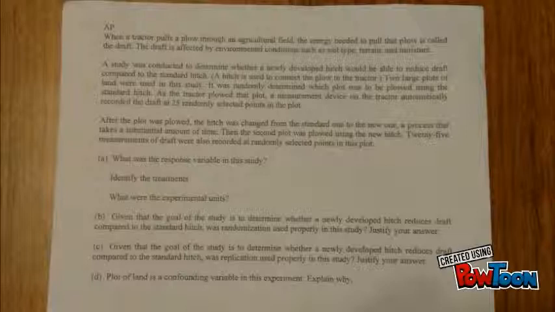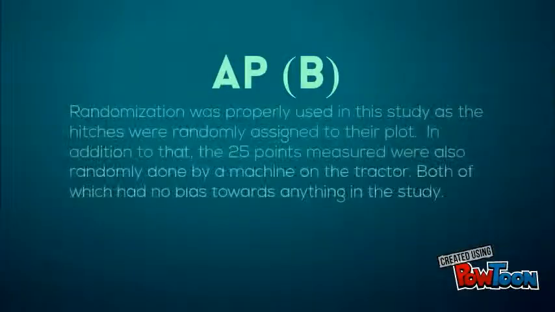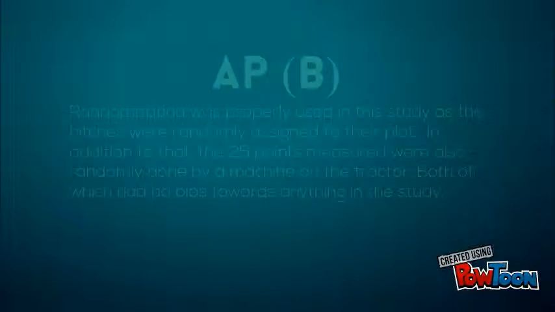determine whether randomization was used properly in the study and to justify your answer. And for part B, randomization was properly used in the study as the hitches were randomly assigned to their plot, and in addition to that, the 25 points measured were also randomly detected by a machine on the tractor, both of which have no bias towards anything in the study.